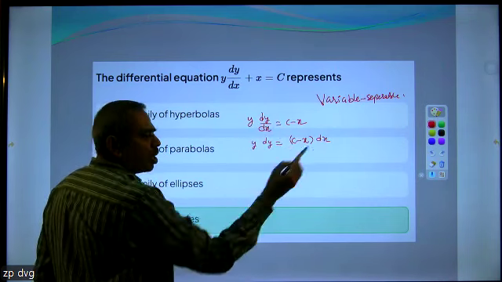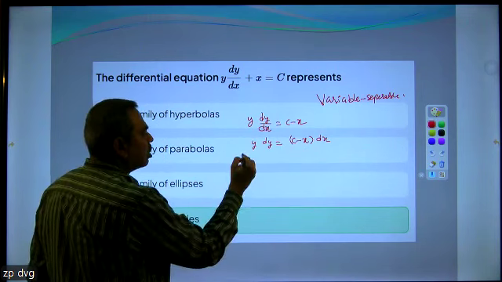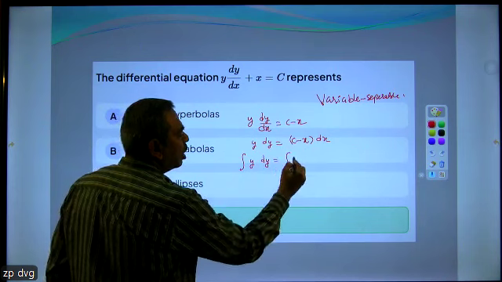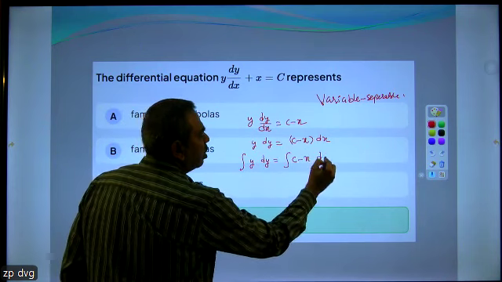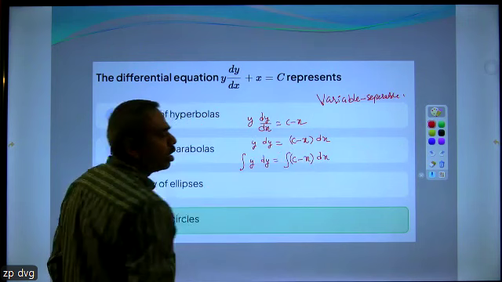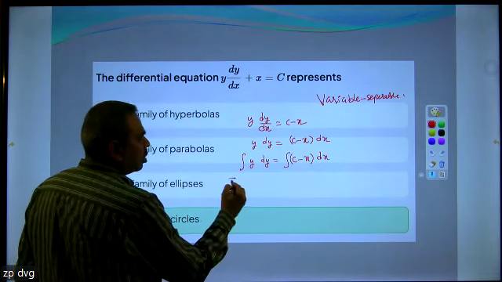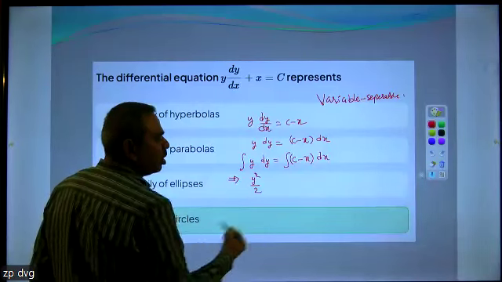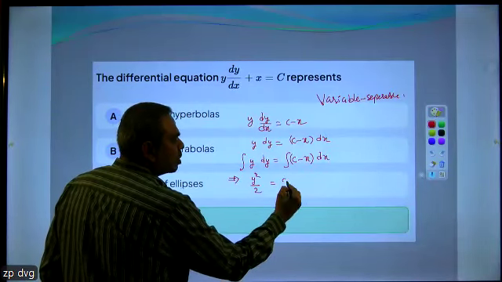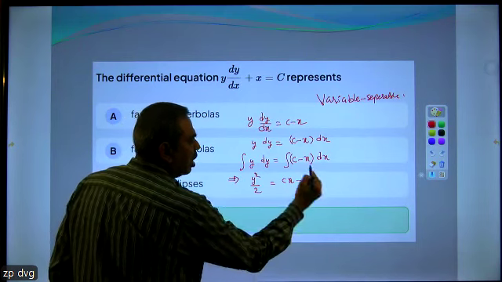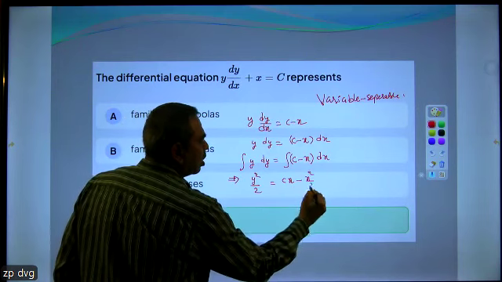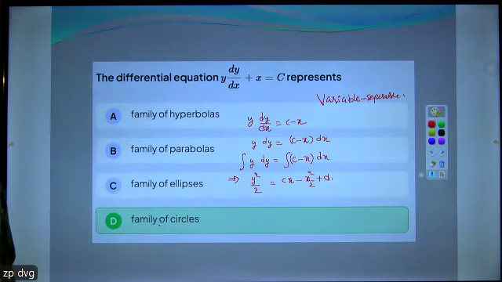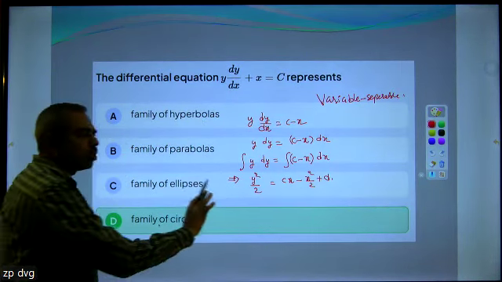Now after separating the variables, just integrate on both the sides. So integration of y into dy will be equal to integration of c minus x into dx. That's all. So integrated, that becomes the solution. What do we get here? Integration of y with respect to y is y square by 2, equal to, integration of c is nothing but cx, minus integration of x, which becomes x square by 2, plus some constant d will come. Okay, that's all. So this is said to be the solution.